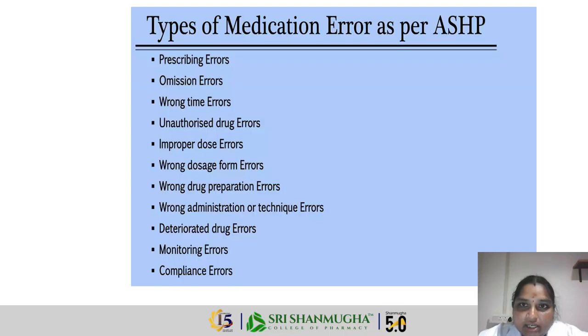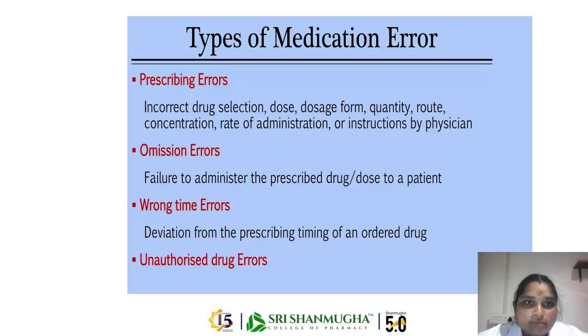Types of medication error as per ASHP are prescribing error, omission error, wrong time errors, unauthorized drug errors, improper dose errors, wrong dosage form errors, wrong drug preparation errors, wrong administration or technique use error, deterioration errors, monitoring errors, and compliance errors. Compliance errors occur only from the patient. In all the remaining errors, the error occurs due to the physician, that means the doctor, or a pharmacist, or a nurse. Next, we can see the types of errors one by one.